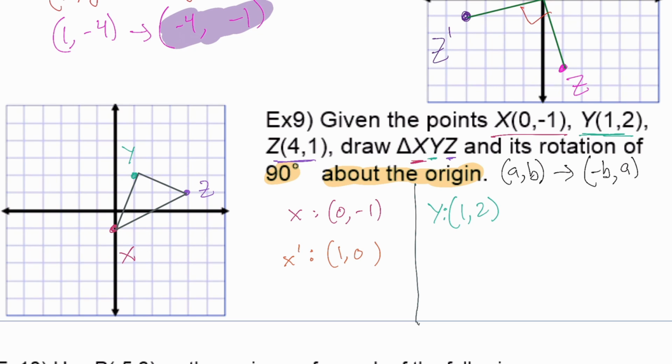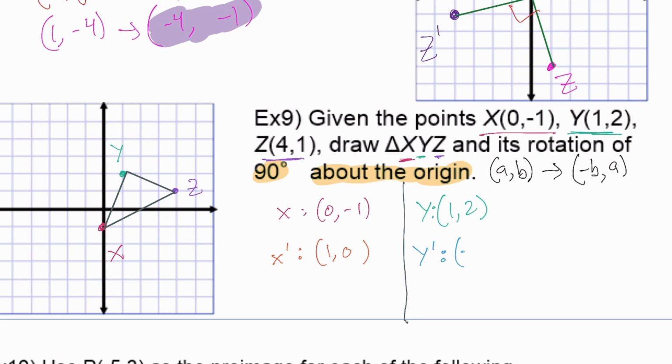And it's going to use kind of this blue color to show its change. Y prime then is going to be -2, 1. So again, the 2 and the 1 swap positions, and then the one that was in the Y spot becomes the opposite of where it started. The opposite sign, or positive versus negative.